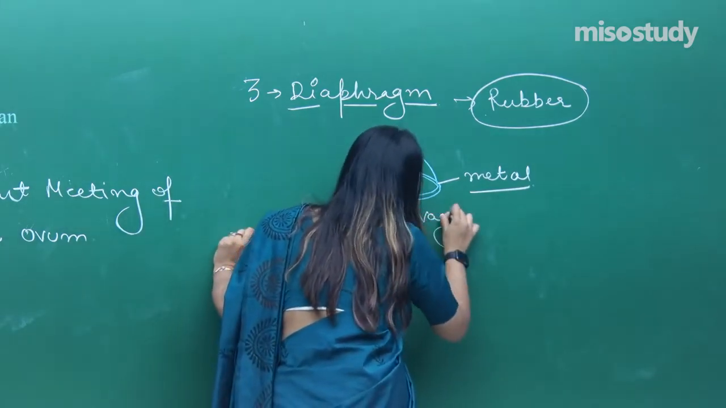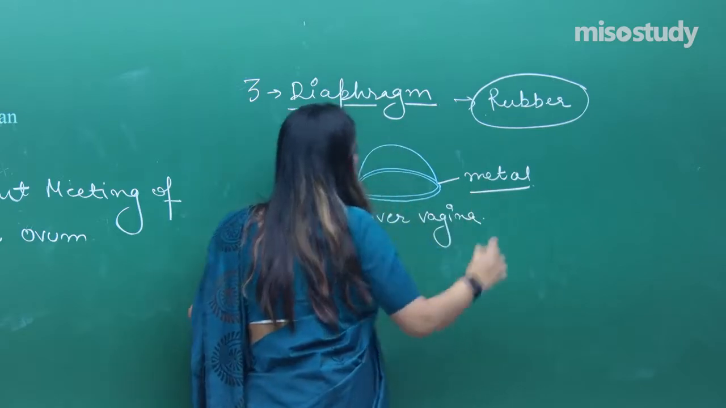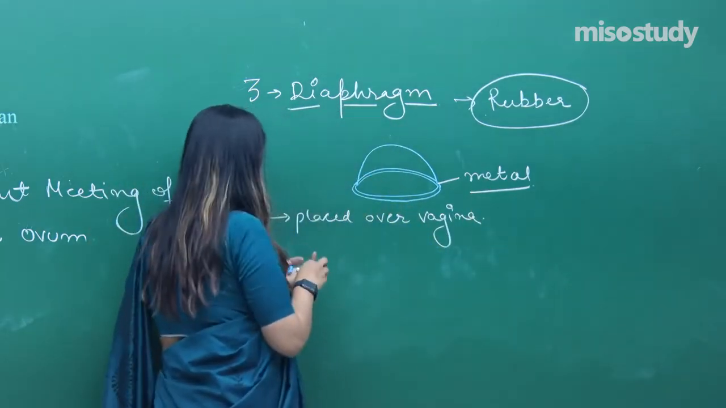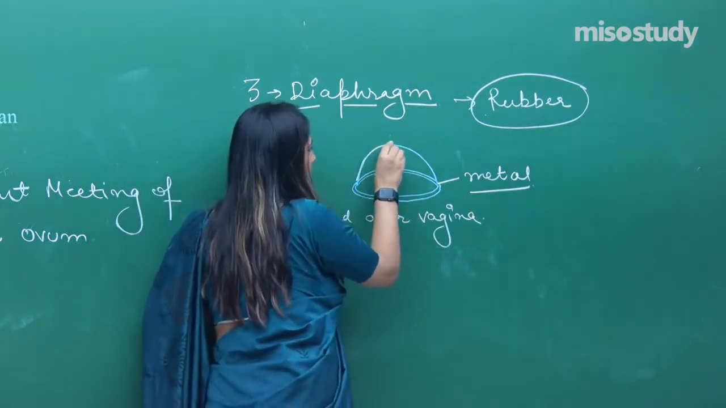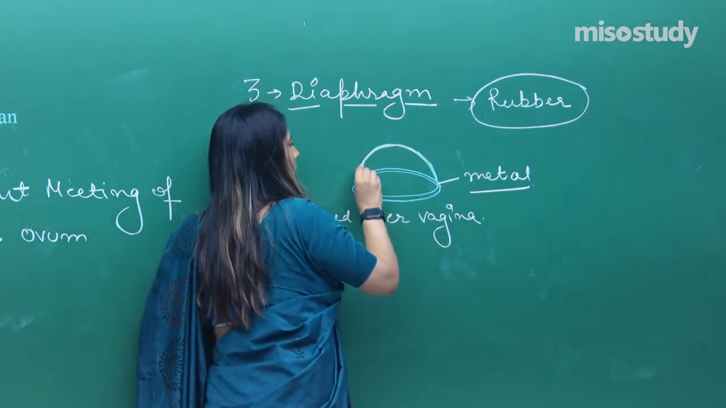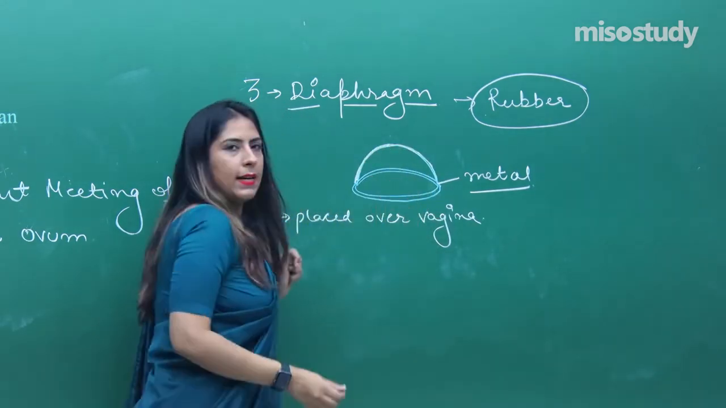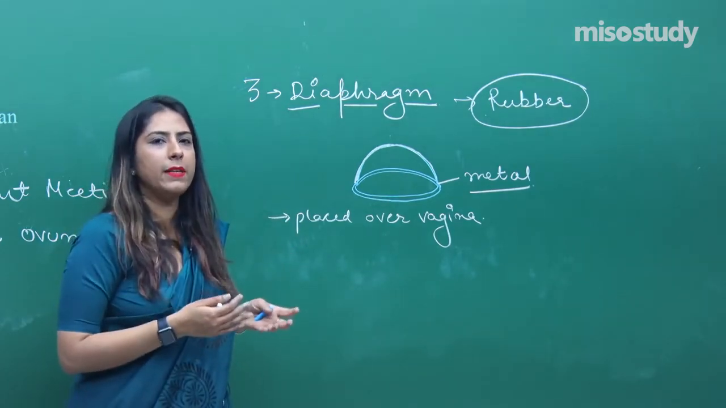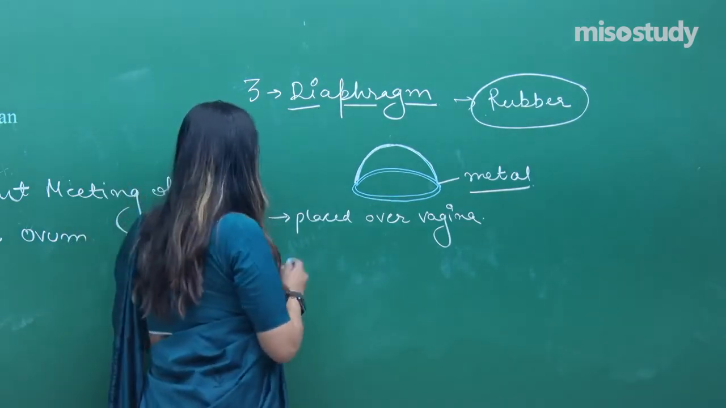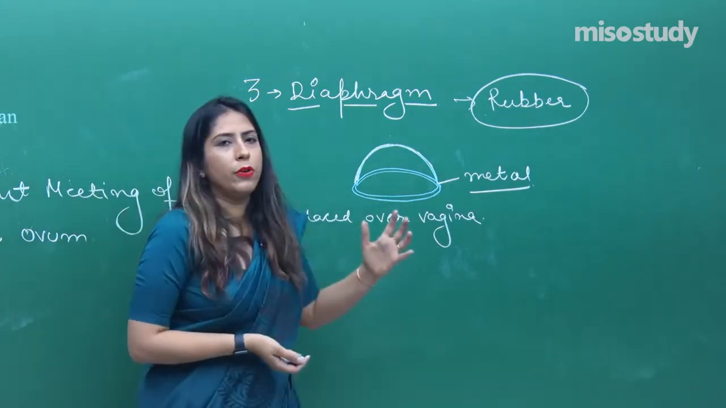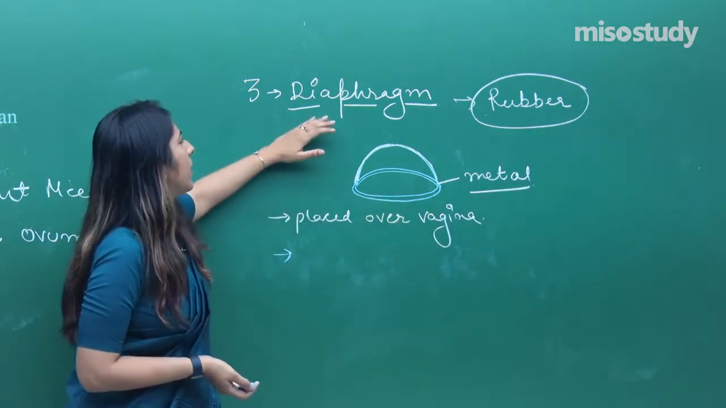placed over the vagina. Right, students? It is like this is a rubber. This white part is a rubber, students. And this is a metal ring. It is placed over the vagina so that the sperm will not be able to penetrate into the women's reproductive part. Right? To talk about all those things, there are so many things.